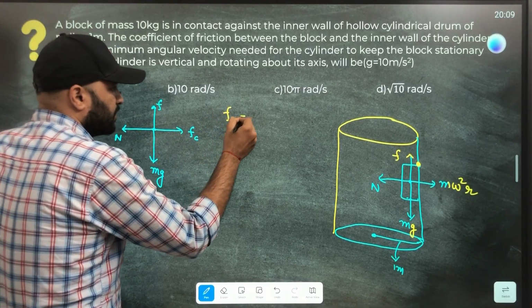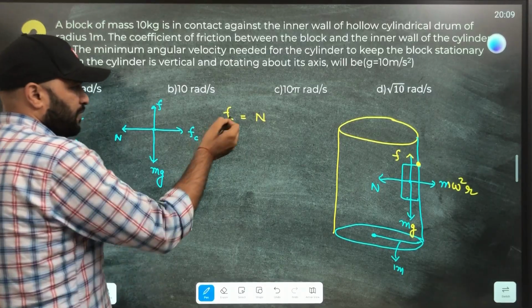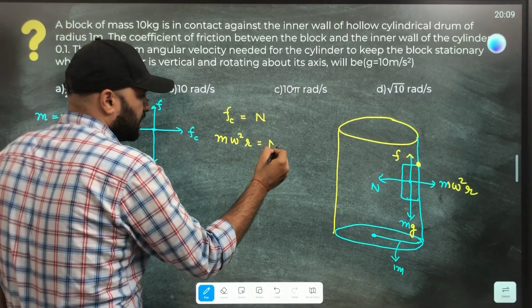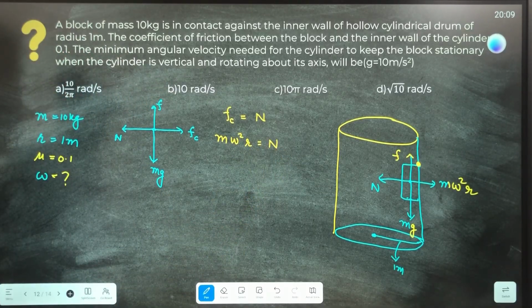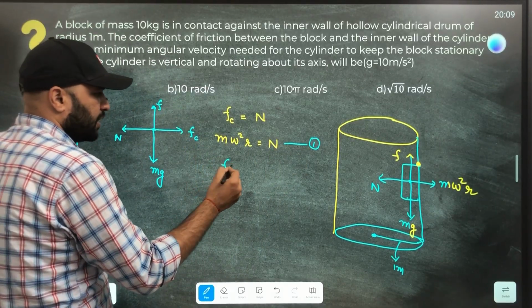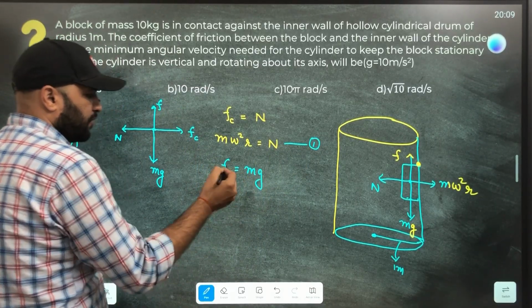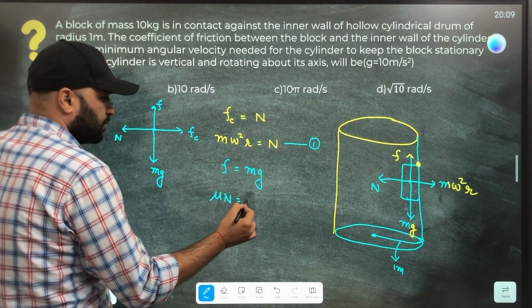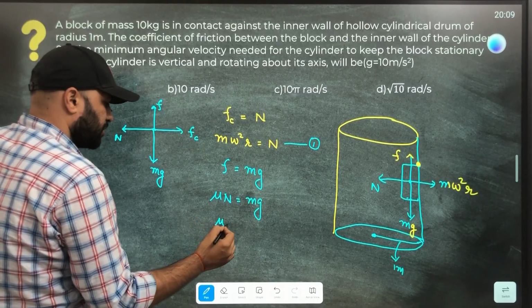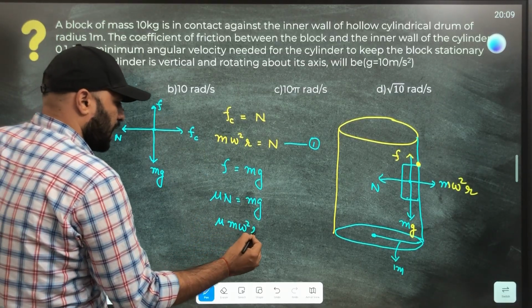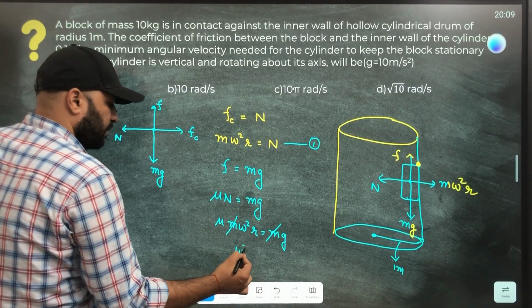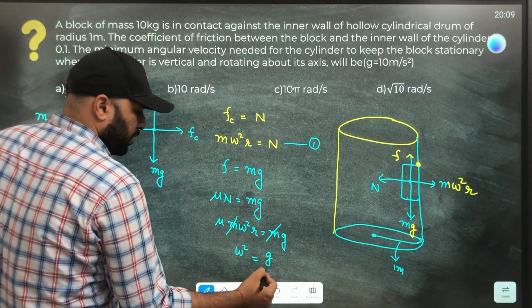So let me first write our first equation. Fc will be equal to normal reaction, and Fc is nothing but m omega square r, equal to N. Correct? I hope this is clear. This is our equation 1. And the second equation is the frictional force balancing the weight. Frictional force is mu N, that is equal to weight mg. And what's our N here? N is this. So let's substitute: m omega square r equals mg. Let me cancel m with m. Omega square will be equal to g upon mu r.